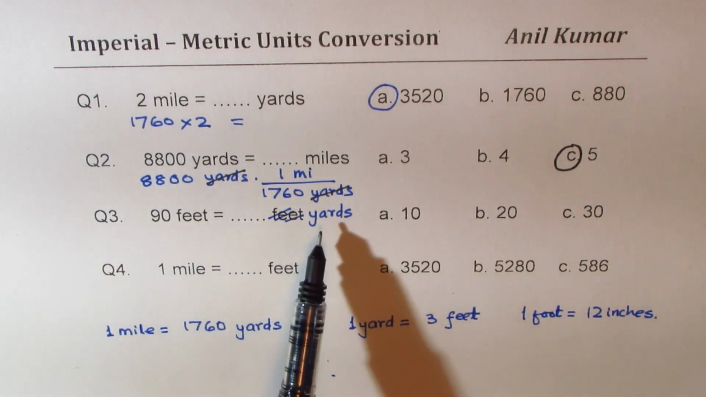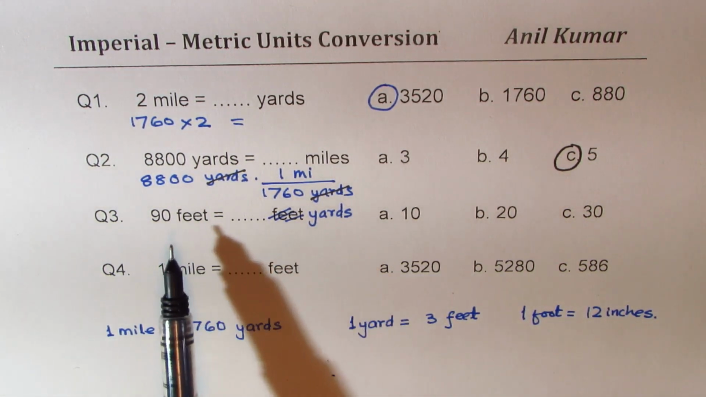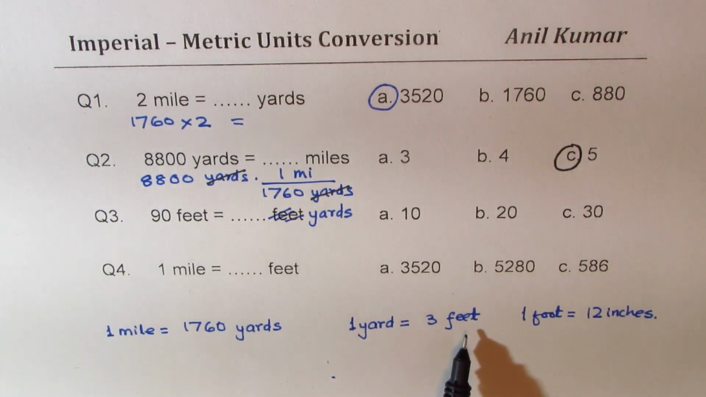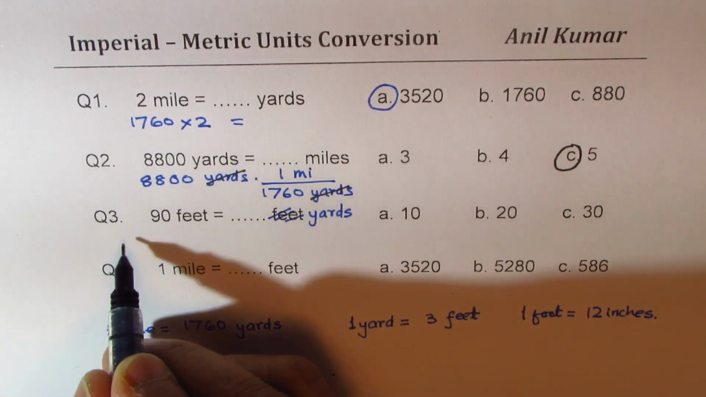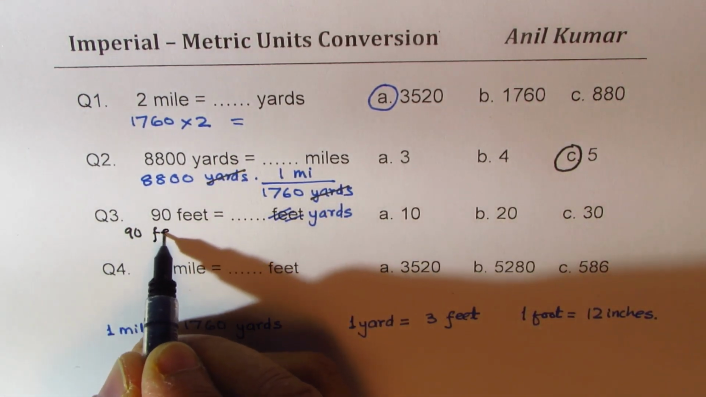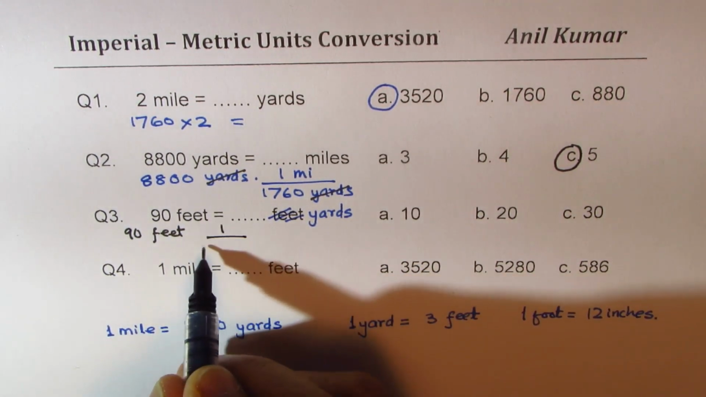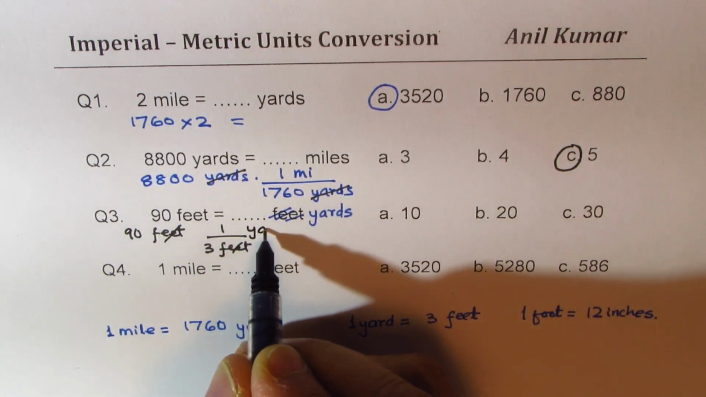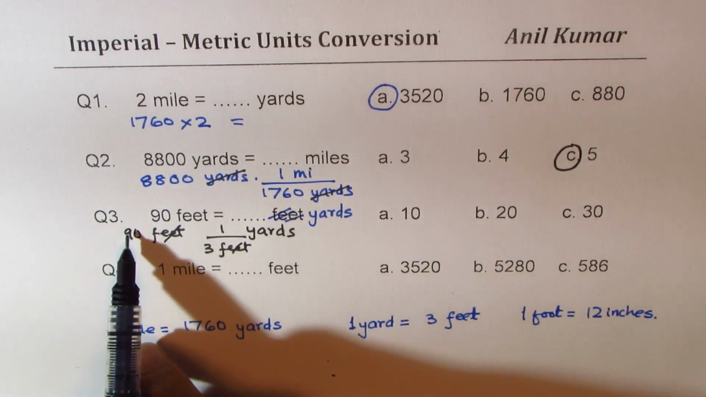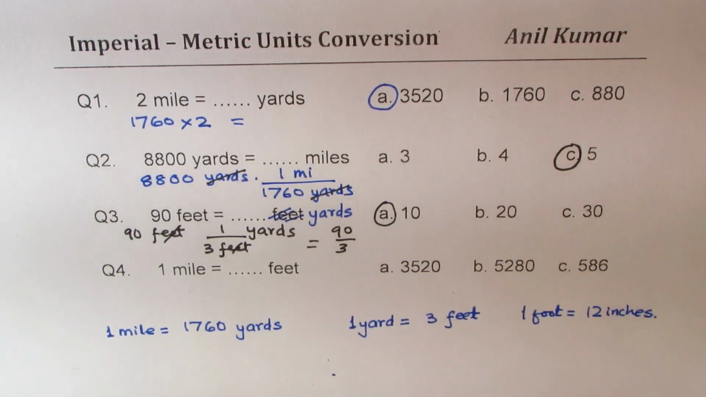We have to convert feet to yards. What should you do? Should you multiply or divide? So we have 1 yard is 3 feet, correct? So to convert from feet to yards, you could think like this, 90 feet. And we know 1 yard is 3 feet. So 1 yard over 3 feet. So feet and feet cancel, you get units in yards. Do you see that part? So 90 divided by 3 basically, which is 10. So you get option A as the right option.